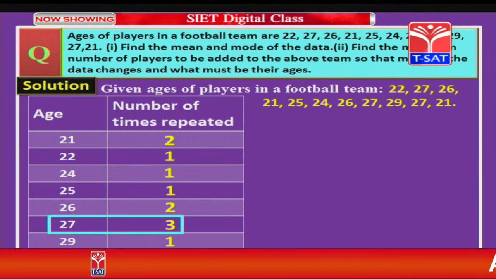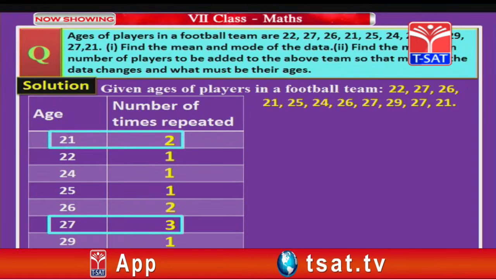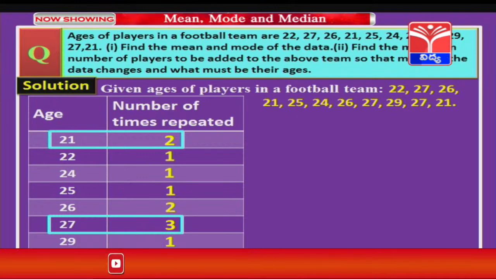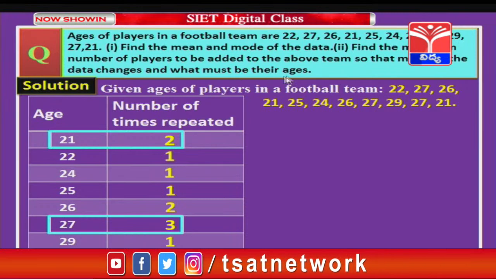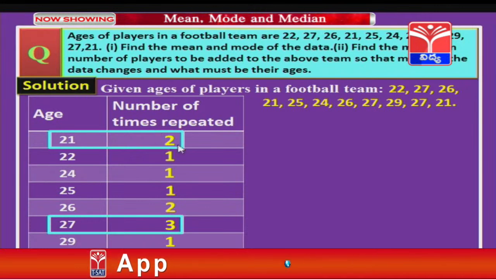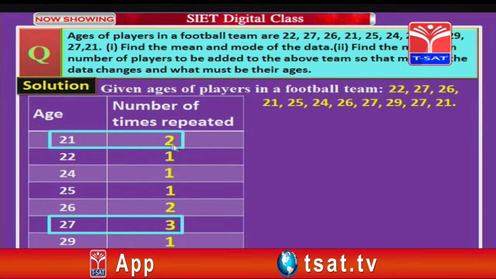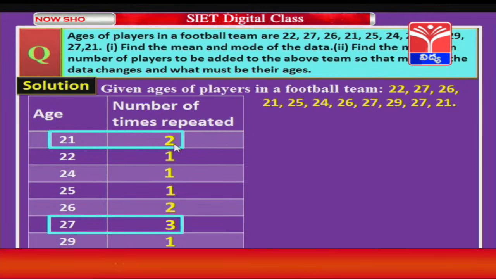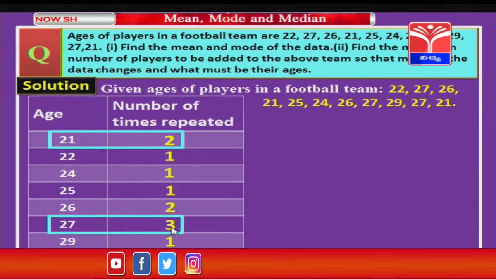Okay. Now, if you notice another one, that is age 21 is repeated 2 times. So, what actually we are finding here? We are finding when the mode of the data changes, what must be their ages. So, we need to add a minimum number of players. The frequency or repeated number of times is 2. If I add 1 to this, that is 1 more player of age 21, both will become 3 and the mode will not change. It will be 21 and 27 both. So, that is what I should do.